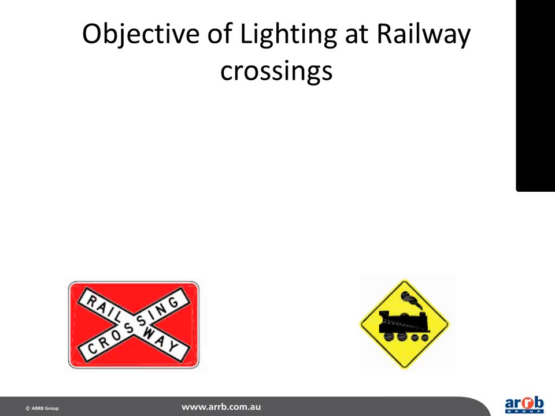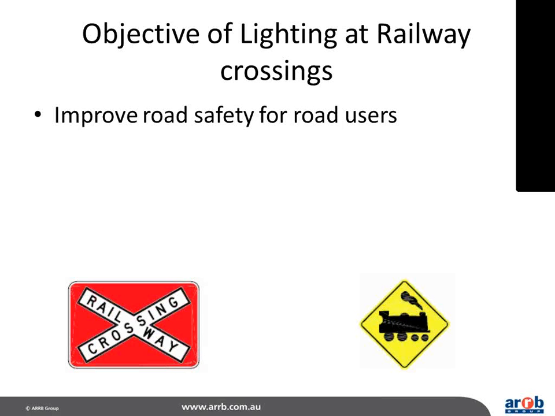So now I've just presented the background of lighting at railway crossings. Now we'll get into the more detailed element of it. So what is the objective of lighting at railway crossings? It's firstly, from a road user perspective, mainly to improve road safety for all road users. Drivers, you might have cyclists, you might also have pedestrians negotiating the railway crossings. So lighting helps to improve road safety for all road users.